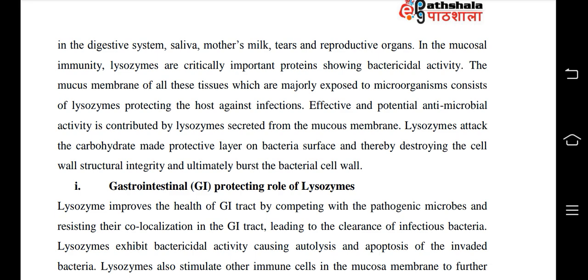The mucous membranes of all these tissues, which are majorly exposed to microorganisms, contain lysozymes protecting the host against infections. Effective and potent antimicrobial activity is contributed by lysozymes secreted from the mucous membrane. Lysozymes attack the carbohydrate-made protective layer on the bacterial surface, thereby destroying the structural integrity of the cell wall and ultimately bursting the bacterial cell wall.